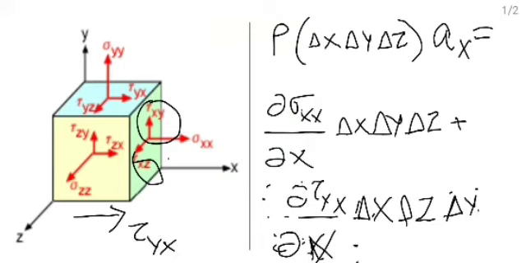Another thing we have is tau zx, by dou tau z by dou z times delta x delta y. The cross-sectional area is delta x delta y. Hope you are getting what I am going to.